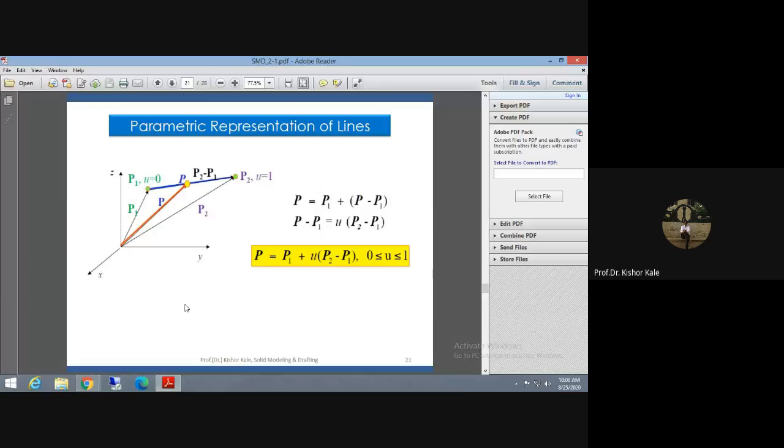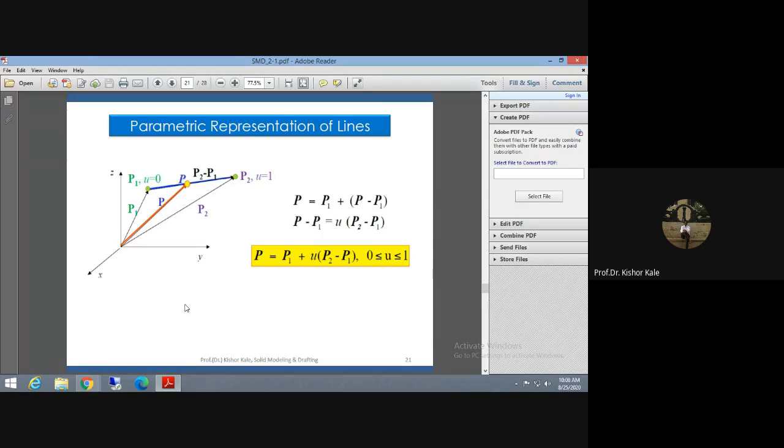What is parametric representation? We convert all the variables, whether independent or dependent, in terms of another parameter, constant or not constant. That is actually called parametric representation. If you have a 2D system, we have x and y coordinates. We write the x and y coordinates in terms of a parameter.